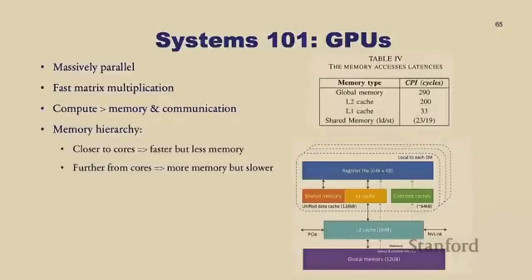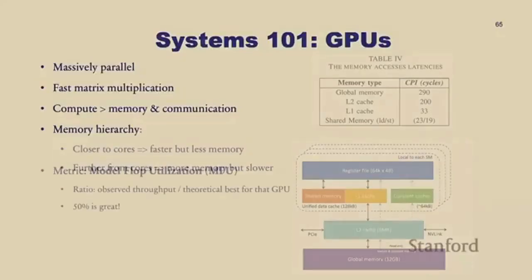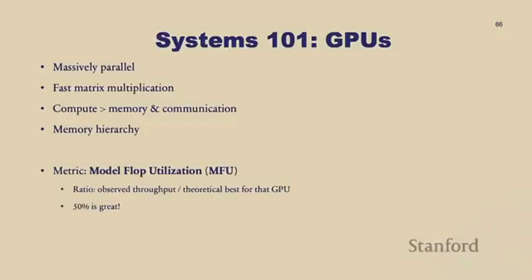Another thing to know about GPUs is that there's a memory hierarchy. This is the same with CPUs: the closer you are to your cores, the less memory there is, but the faster things run. If you're further away, there's more memory, but it's slower. Okay, I'm going to skip that. Actually, I'm going to say it.